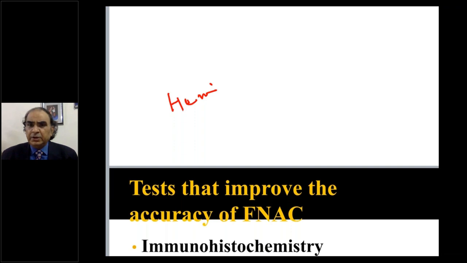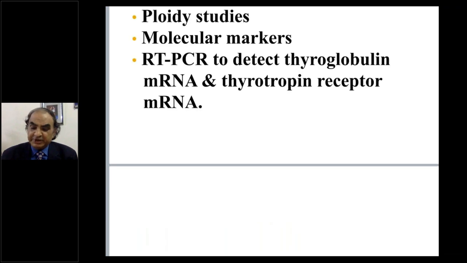The usual, there are some tests that also improve the accuracy of FNAC. I've mentioned high resolution ultrasound, which assists in FNAC, but there are tests which can make it even more sensitive and better. You can add immunohistochemistry and ploidy studies, which is important. You can use some molecular markers, which add to the usual triple test. You can do RT-PCR to detect thyroglobulin mRNA, thyrotropin receptor, etc.